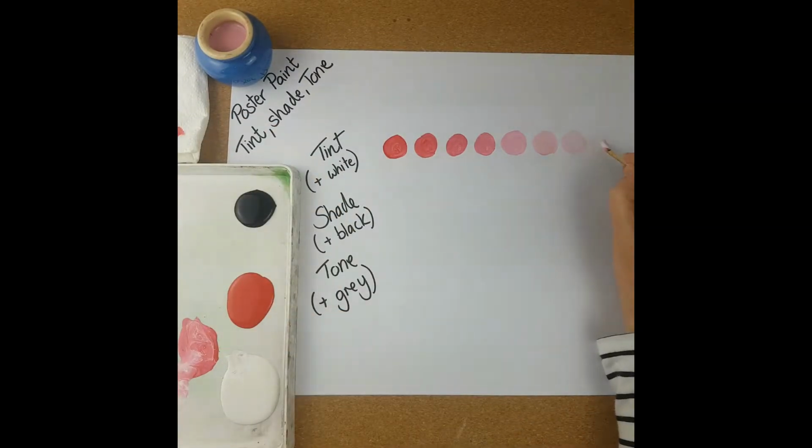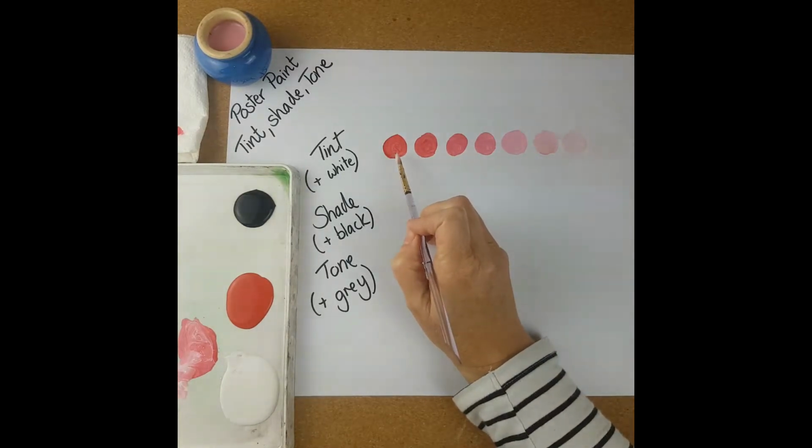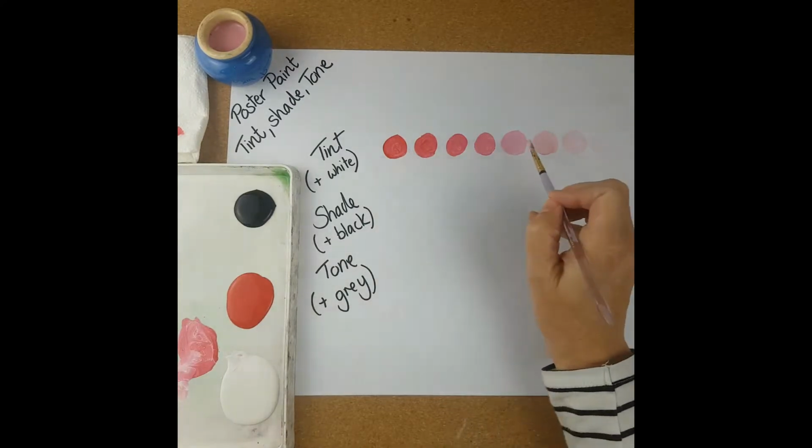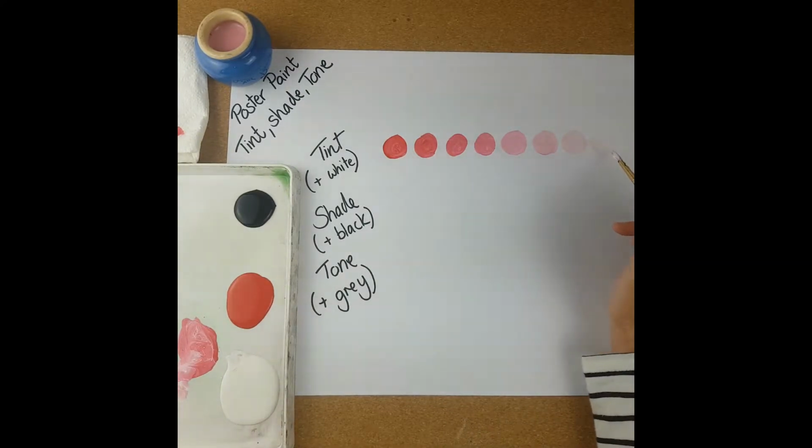Okay, so I hope you can see that by adding a little bit more white all the way down, I've gone from my pure hue through a range of tints until it's ended up at the palest pink, nearly white. Now of course you can do this with any colour, with your blue, with your purple, and create a whole new range of colours.